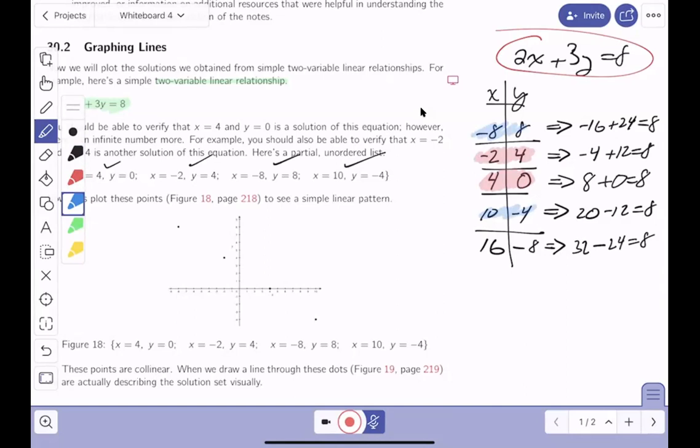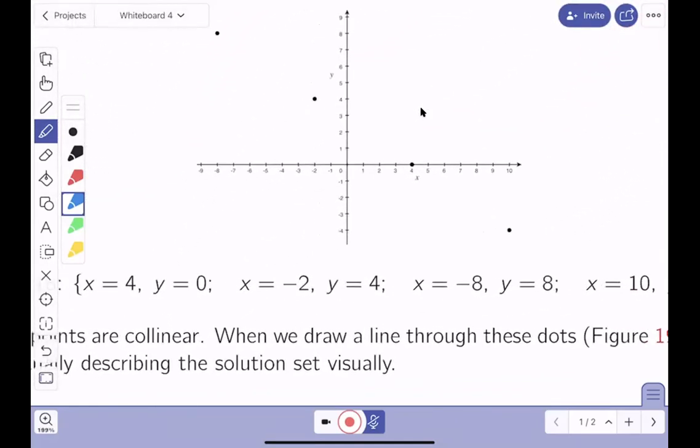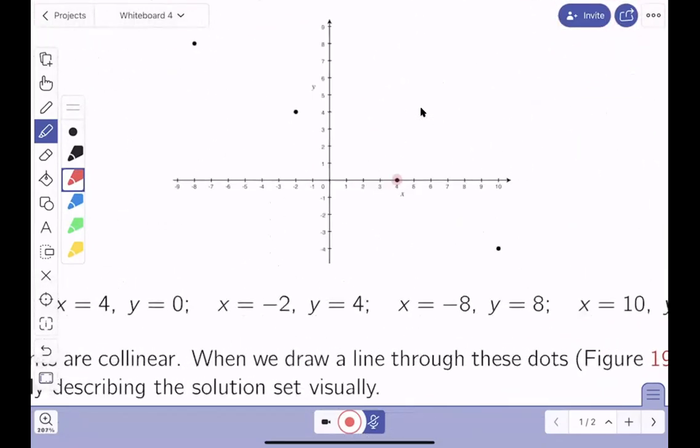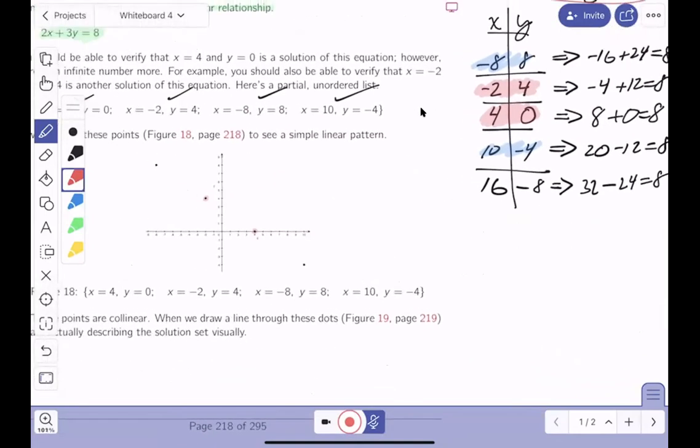Let me look at my graph. I said 4, 0 was the easiest one to do first. I'm going to plot that down for you. That's right here. That was really simple to do. How'd I do that? Origin, move right 4, don't go up or down. What's the other point I said? Minus 2, 4. That's right here. I claim that's also really simple to plot. 2 left, 4 up.